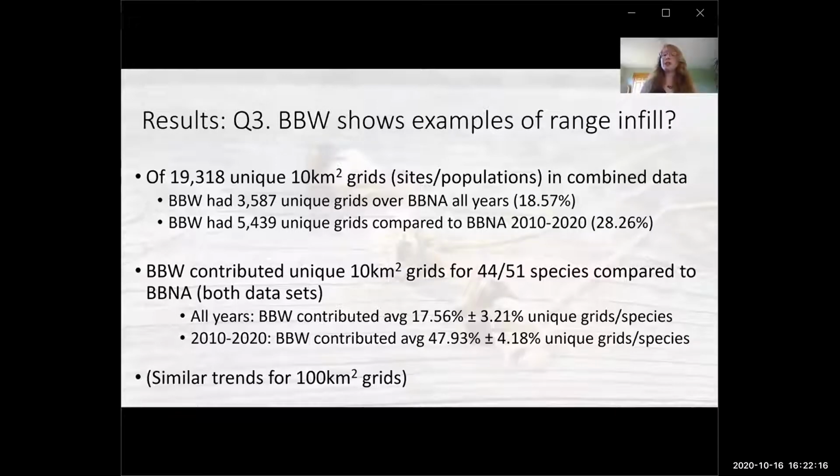And on a per-species basis, 44 of the 51 species had unique grids due to Bumblebee Watch over the whole geographic scale. This range is about 17% of grids for all years, compared to 48% in the last decade. So in the last decade alone, on average, about half of the unique sites or populations of bees are due to Bumblebee Watch. And similar trends exist for the 100-kilometer square data.